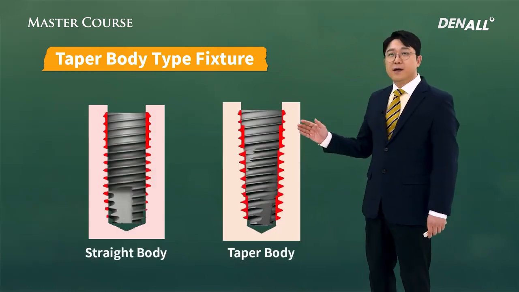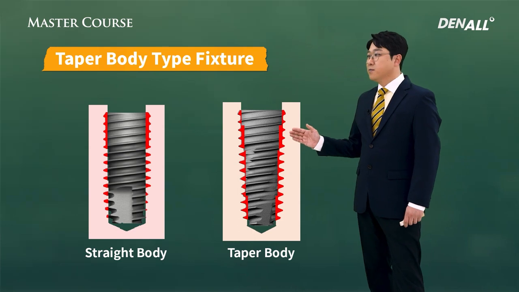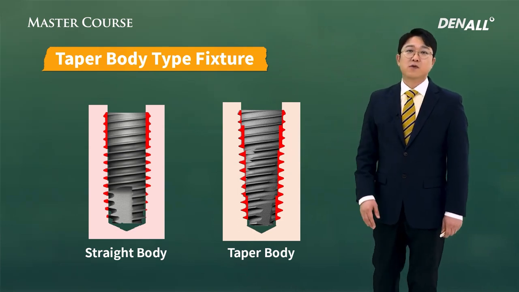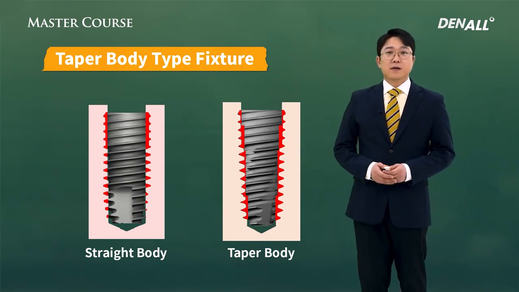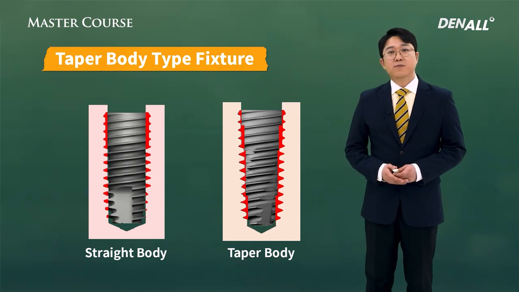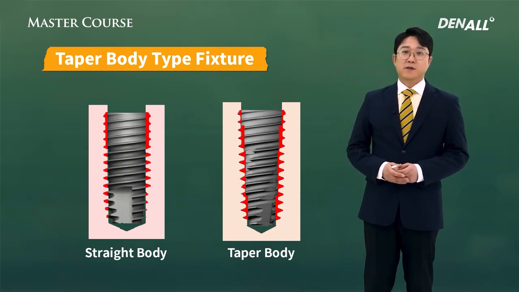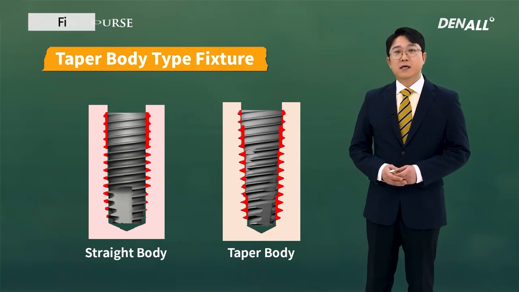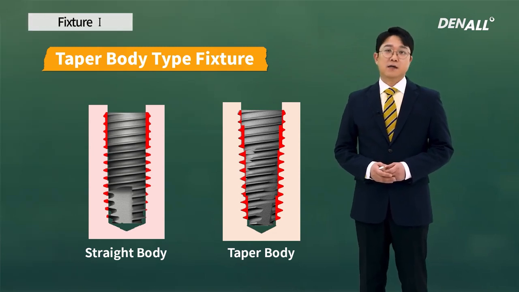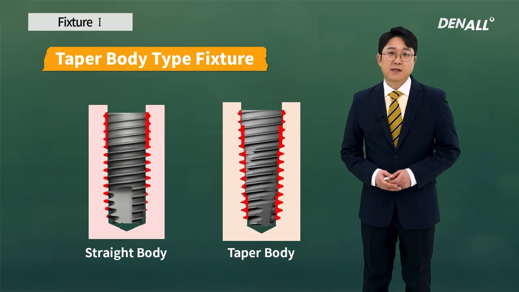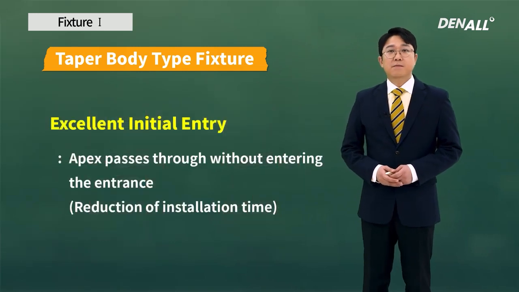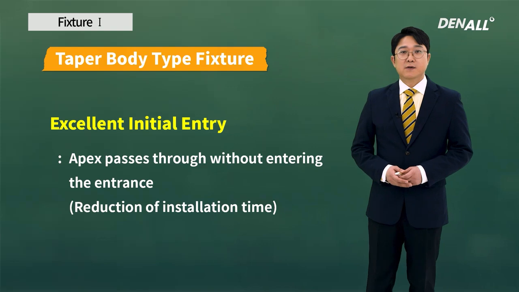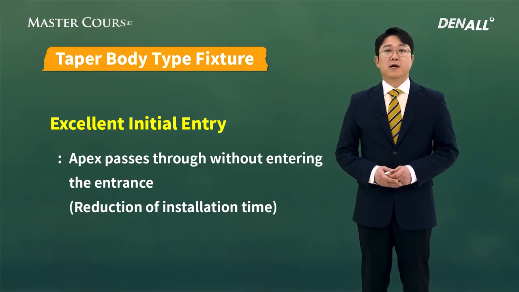and immediate placement. Taper body type fixture shows higher contact with the bone. Therefore, this fixture can create higher initial stability. Please keep that in mind, and then you will be able to understand better the process of implant healing in the next lecture. Taper implant has another advantage.